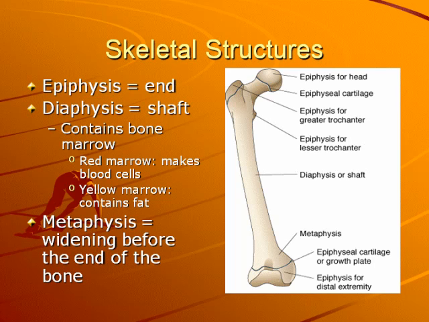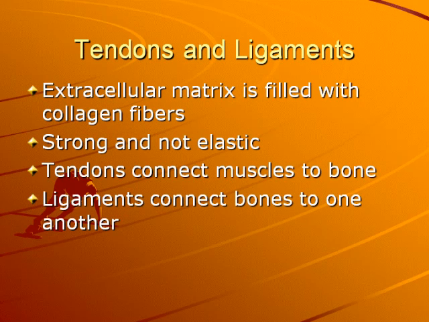Okay, real quick review on your skeletal structures, and you can see this on the picture much easier. Remember, the epiphysis is the end of your bones. The diaphysis is the shaft, or the middle portion, which contains your bone marrow, both red and yellow marrow. The red marrow, you make our blood cells. Yellow marrow contains fat. And then you have the metaphysis, which is the widening before the very end of the bone. I'm sure you all remember that. Remember also that your bones can be short, long, or flat. And I'm sure you know examples of each of those.